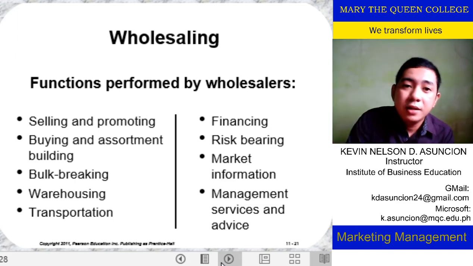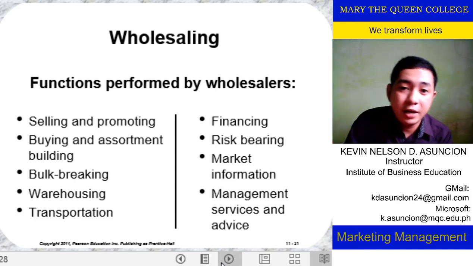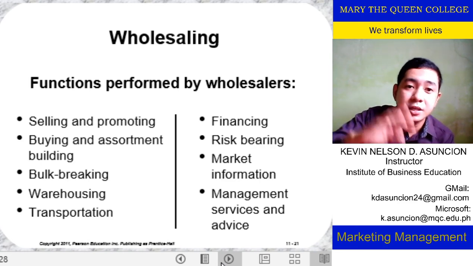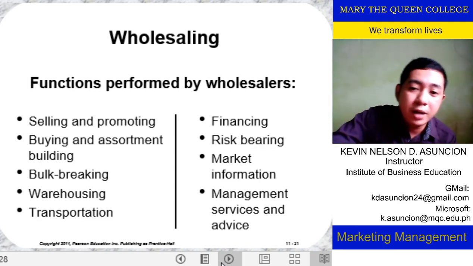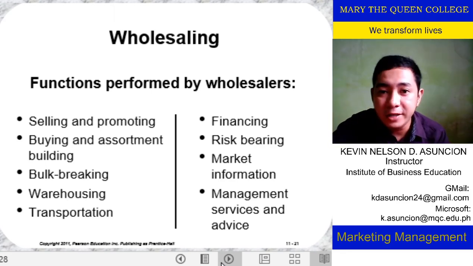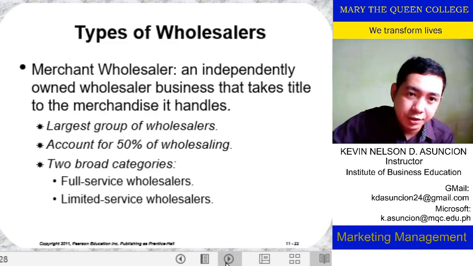risk bearing. Then wholesalers have market information, and management services and advice are performed by these wholesalers, wherein they can get market insights because they have direct contact with the final retailers. So they have that data and they make it available to the manufacturers.